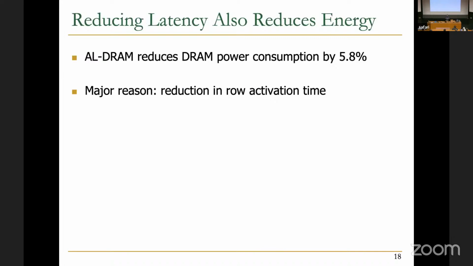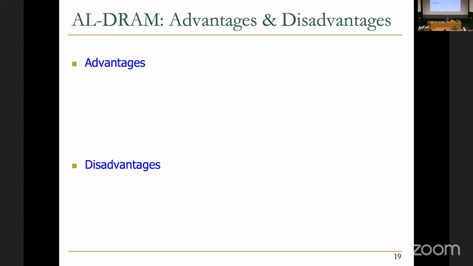So reducing latency also reduces energy. How it happens: you finish your operation earlier, so you consume less energy. So ALDRAM reduces the DRAM power consumption by 5.8%, and it's mainly because of the reduction in row activation time.